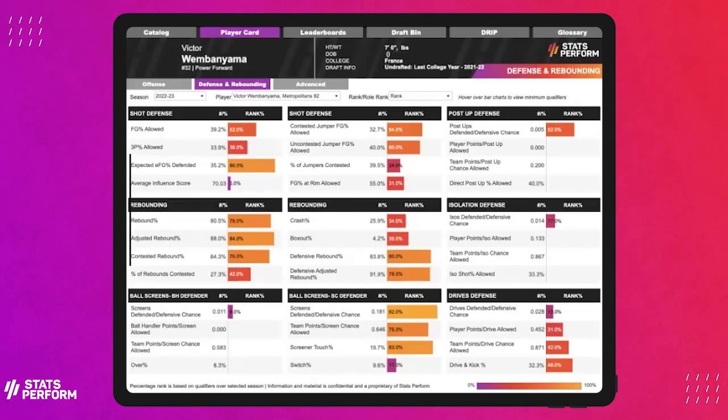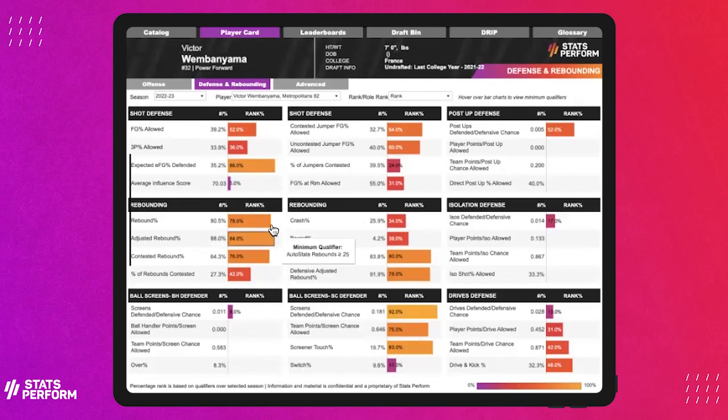Let's take a look at his defensive numbers as well. One thing you'll notice here is he's in the 86th percentile of expected effective field goal percentage defended at only 35%. So what that's saying is when he's the primary defender on a shot, players aren't getting very good ones off, which makes sense given his length and his agility, right? So of course, he's in the 86th percentile in that category.